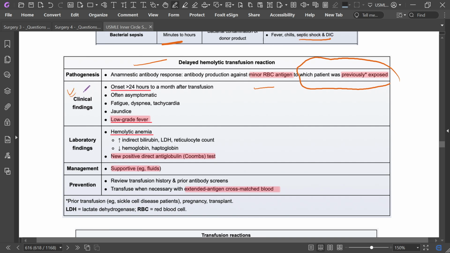Onset is more than 24 hours to months after transfusion. There will be low grade fever, jaundice, fatigue, dyspnea, tachycardia. Lab shows hemolytic anemia: indirect bilirubin is high, LDH is high, reticulocyte count is high, and hemoglobin and haptoglobin are low. There is a new positive direct antiglobulin Coombs test. Treatment is supportive. Fluid should be given, and for prevention, review transfusion history and prior antibody screen. Transfuse when necessary with extended antigen cross-matched blood.